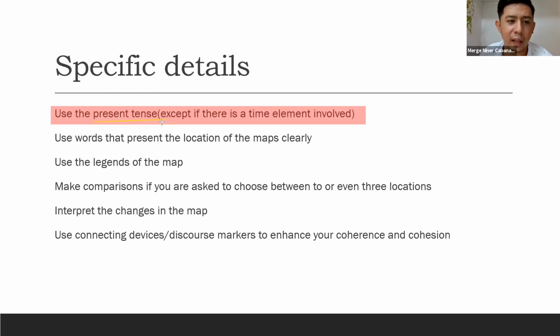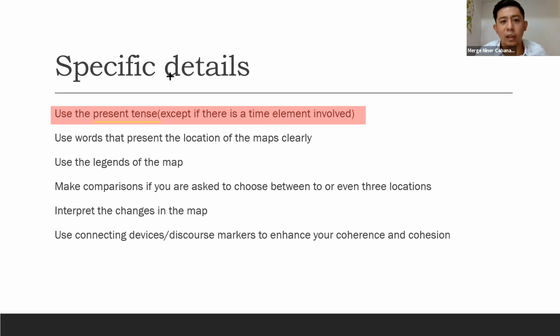Present tense. Okay. Now, sir, what if there's time? What if in the map of Meadowside Village and Ponton, I saw 1962-1985. Then what tense am I going to use? Then you have to use the simple past tense of the verb because we have a time expression involved. Okay, use words that present the location of the maps clearly. So what do we mean by this?